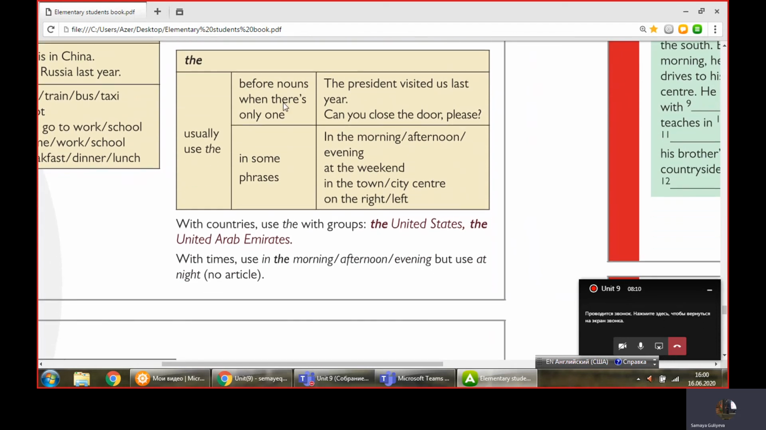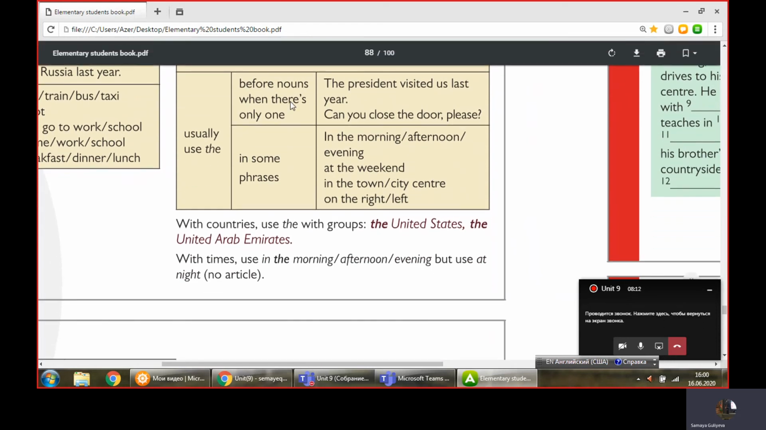And then we use the before nouns when there is only one. The president, yes, the president is only one, and you know who the president is, so you should use the. The president visited us last year. And can you close the door, please? You know that the door is definite, and you should use the. And in some phrases: in the morning, afternoon, evening, at the weekend, in the town, city center, on the left, on the right, and so forth.